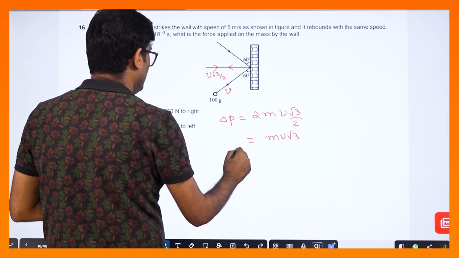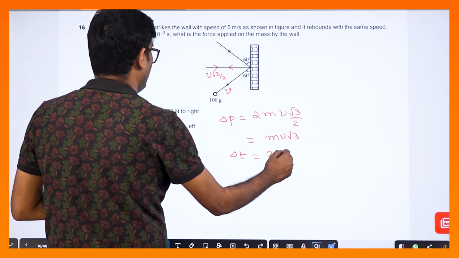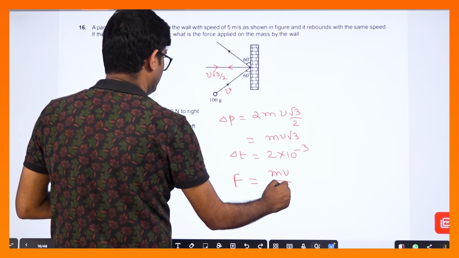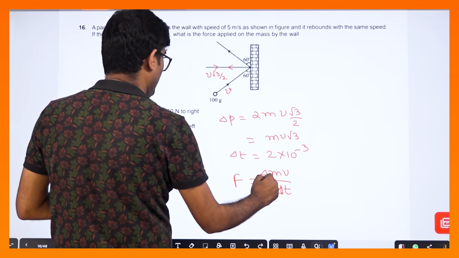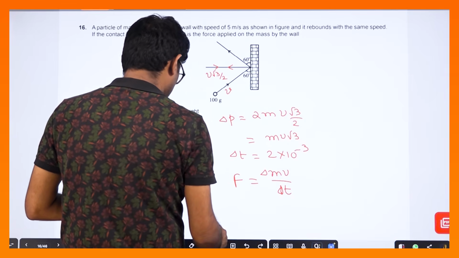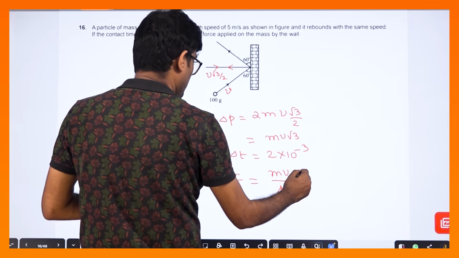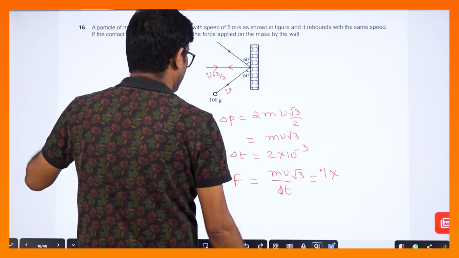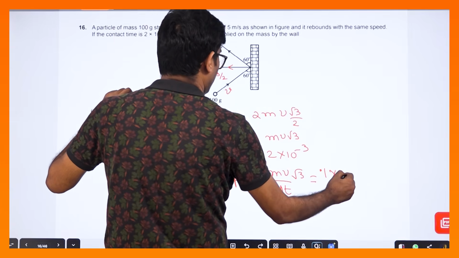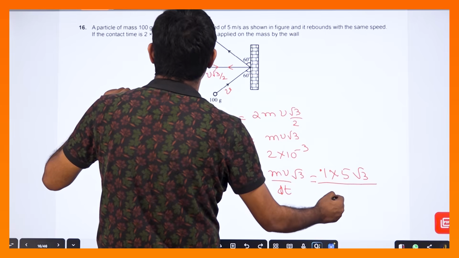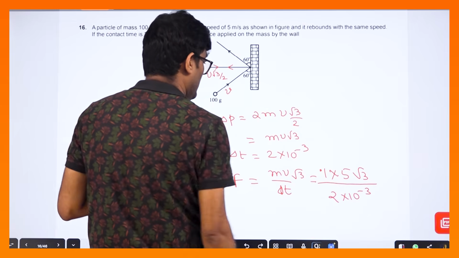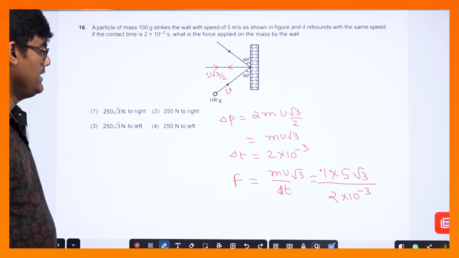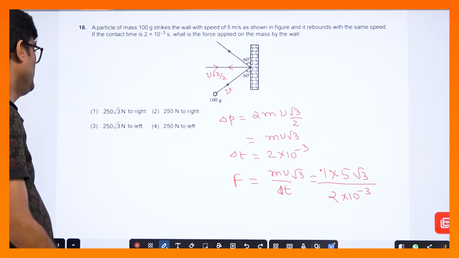So, what is the time? The time given is 2 into 10 power minus 3. So the force equals delta p by delta t, so this is mv root 3 by delta t. Mass is 100 gram, means 0.1 kg. Velocity is 5 meter per second, and delta t is 2 into 10 power minus 3. Right, so taking 10 power 3 up, this is 10 power 3 into 0.1 means 100, 500 by 2, 250 into root 3.